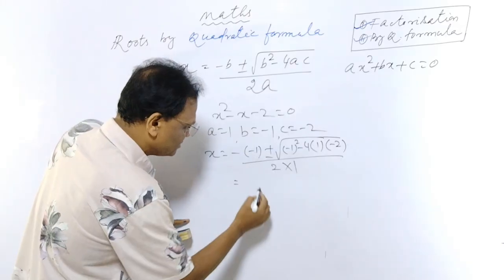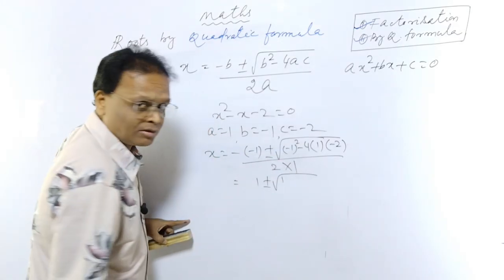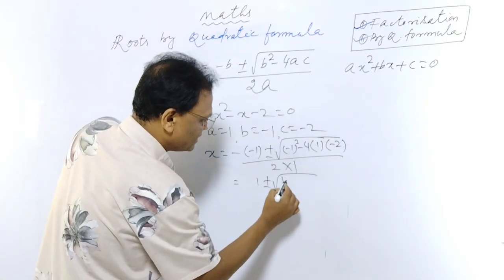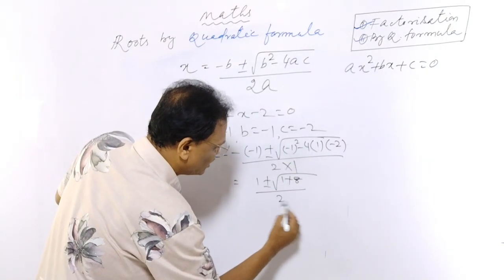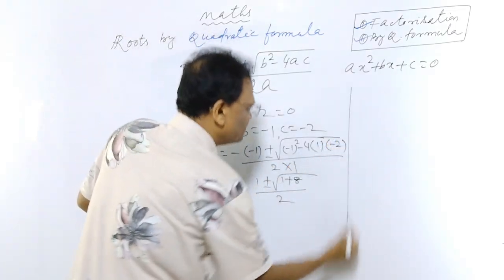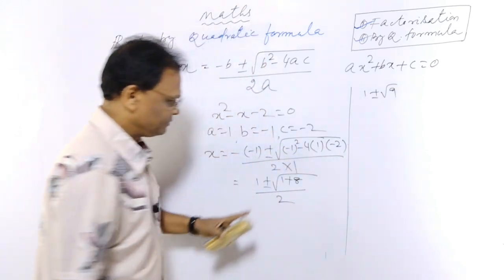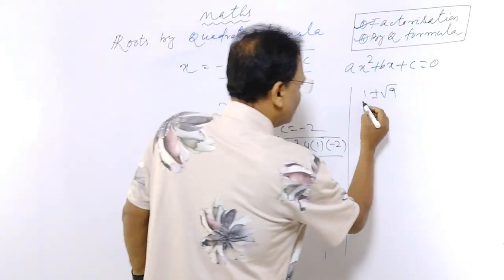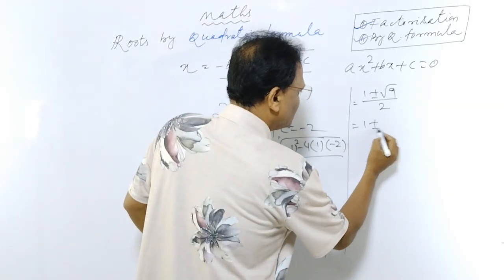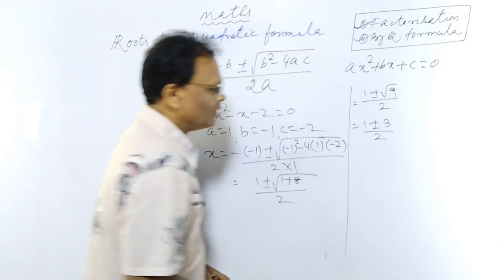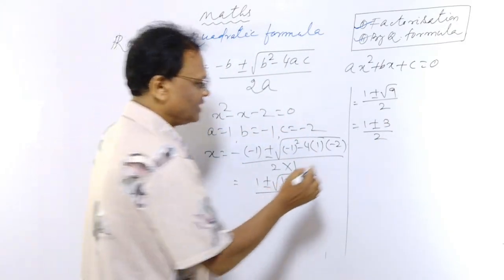This minus into minus gives me plus, or minus root over minus 1 square is 1 only, minus into minus plus 4, 1 into 4 is 4, 4 into 2 is 8, and divided by 2, 1 into 2 is 2 only. Now this further if I simplify, this gives me 1 plus or minus √9, 1 plus 8 is √9, and divided by 2. This further simplifies to 1 plus or minus 3 by 2. Why? Because this √9 is a perfect square. So therefore the answer is 3.